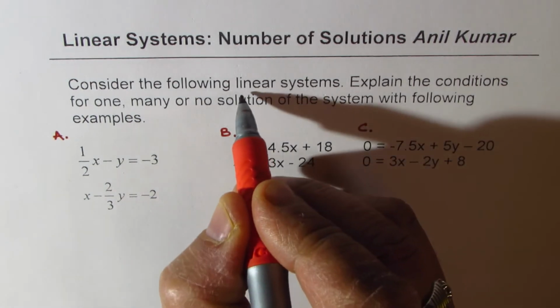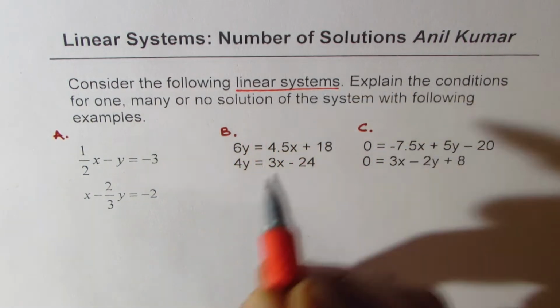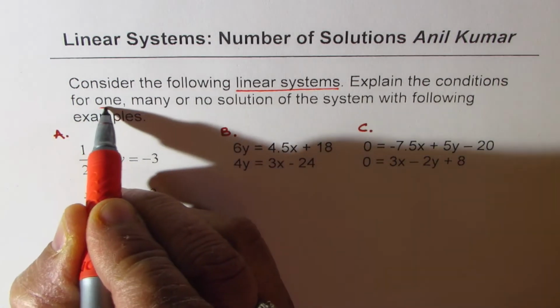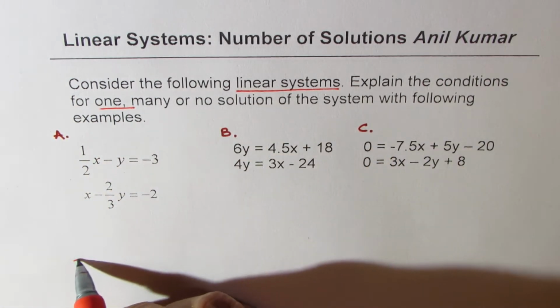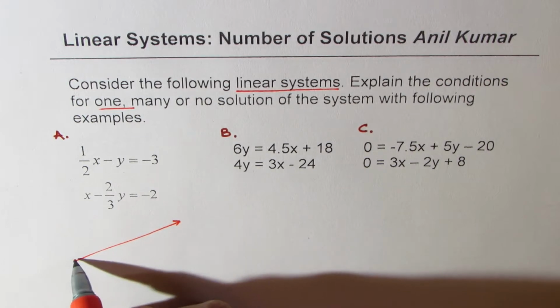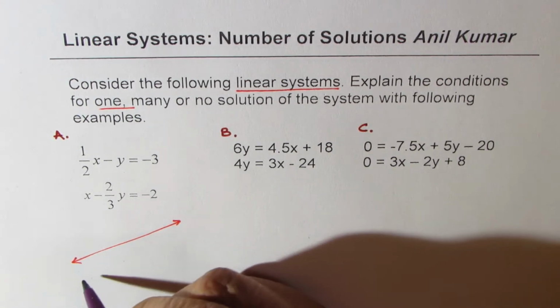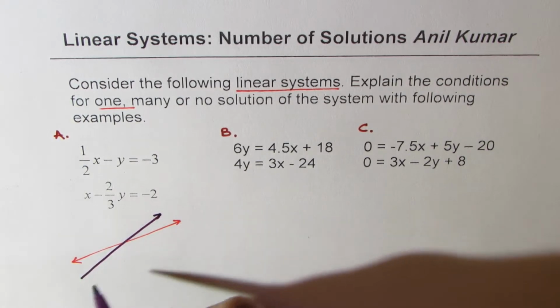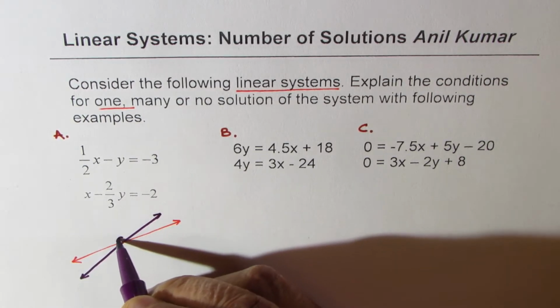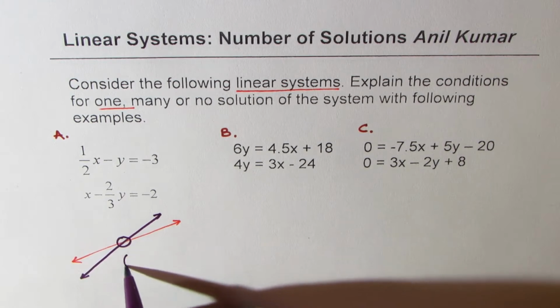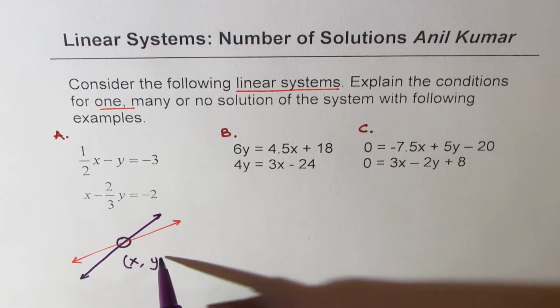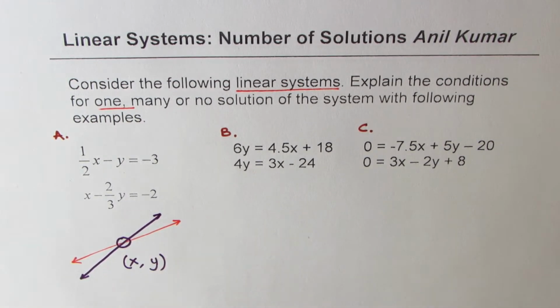In a linear system, you can have one solution provided the lines are not parallel, right? So if you have lines kind of like this, for example, then not parallel, then they will intersect at one point. So we'll get a point here whose value will be some x and y coordinate. So that is the solution for a linear system when the lines are not parallel.